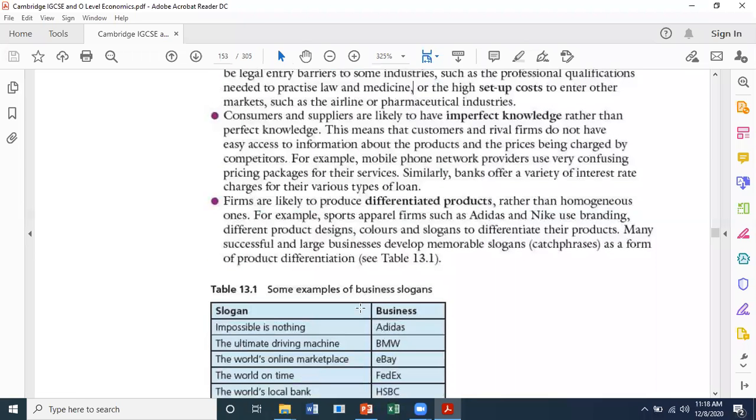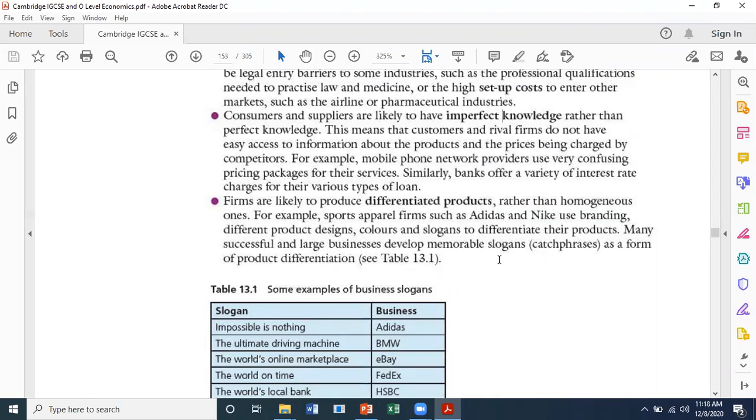Firms are likely to produce differentiated products rather than the homogeneous ones. For example, sports apparel firms such as Adidas and Nike use branding, different products, designs, colors, and slogans to differentiate their products. Many successful and large businesses develop memorable slogans and catchphrases as a form of product differentiation.